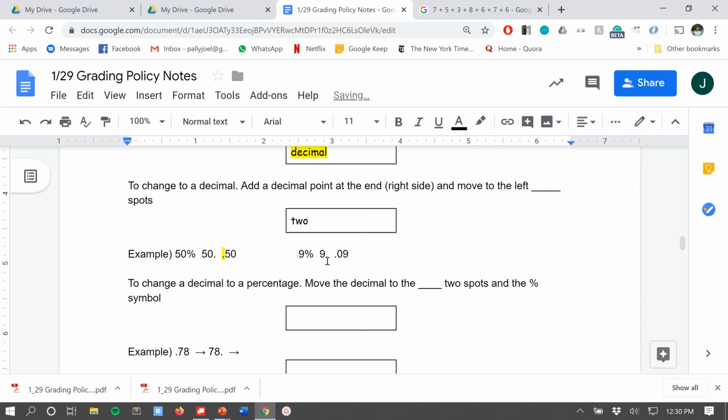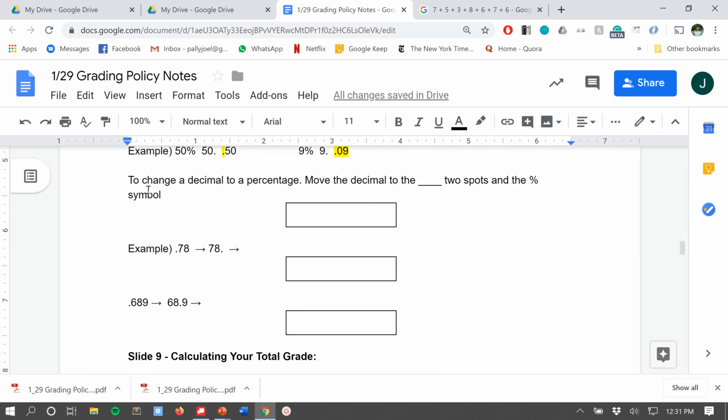Same thing with 9%. So 9%, we add the decimal on the right side, that's to the 9, and we're going to move over 2 spots. So start right here on this side of the decimal. We go 1, and then we have to go 1 more. And to move 1 more, we're going to add a 0 right here. So that's how we get 0.09, or 9%. We move that decimal over 2 spots. All right. So to change a decimal to a percentage, so we're going the other way again. Now we're going from the decimal side back to the percent side. We're going to move the decimal to the right.